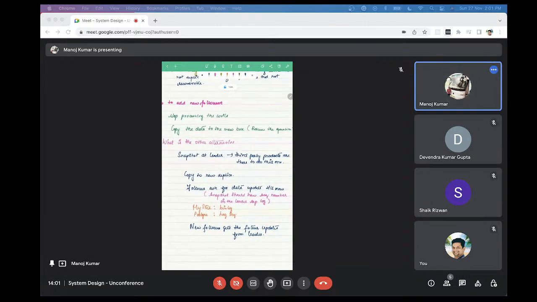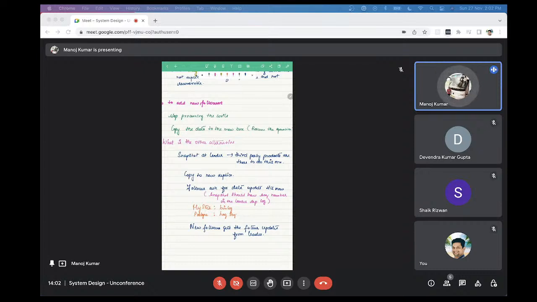The other alternative approach is to take a snapshot from the leader without downtime of the leader. There are third-party tools which can do that. Then copy the snapshot to the new replica, that is the follower, where you want to set it up. By this time, the leader will still be processing the writes. By the time the data is copied to the follower, the data will become stale at the follower. So this is a consistency issue.